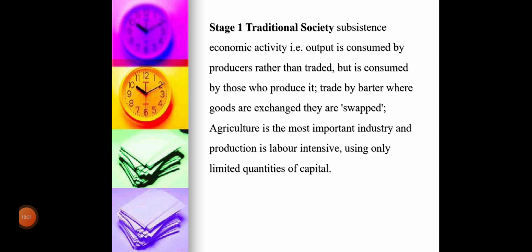So subsistence economic activity: outputs are consumed by producers rather than traded, consumed by who produce it. Trade by barter, where goods are exchanged or swapped. Agriculture is the most important industry, and production is labor intensive. So labor intensive, why? Because wala pang enough na or wala pang modern technologies na magpapadali sa trabaho ng tao.